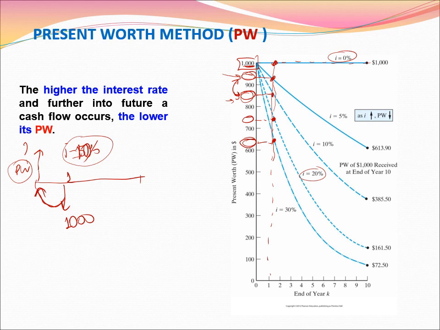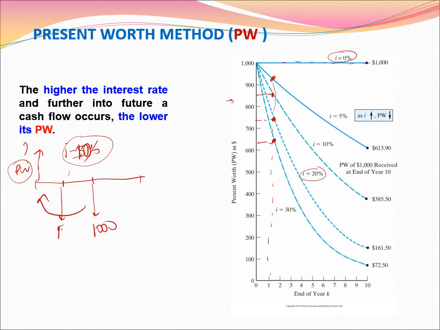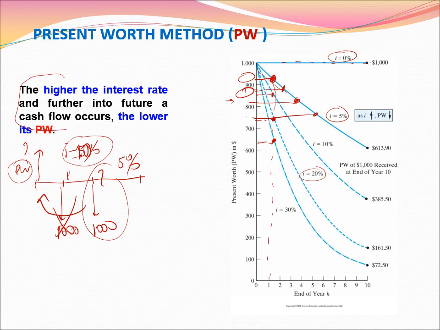Now let's consider, depending on time, what happens. If instead of year 1, your cash flow of 1000 occurs in year 2, with a 5% interest rate, what happens? Look, this is the present worth at the end of year 1, and this is the present worth at the end of year 2 for a 5% interest rate. And as you can see, when we go into the future, the present worth decreases. So this is an observation.